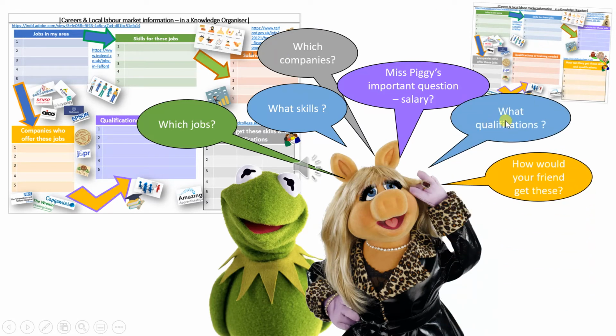And the final two questions for your friend's knowledge organiser is what qualifications are needed for the jobs that you recommended, and how would your friend get these qualifications, where would they need to go? So those are the ones we need to be reviewing.